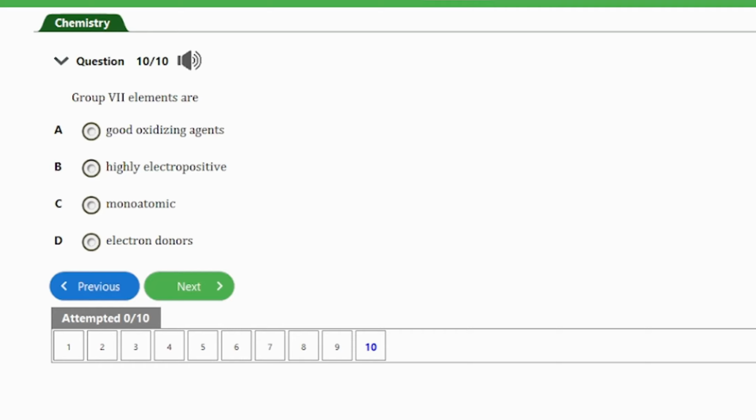So oxidation is actually electron loss, and reduction is electron gain. So in oxidation, an element loses electron. So group 7 elements will always cause other elements to lose electron.